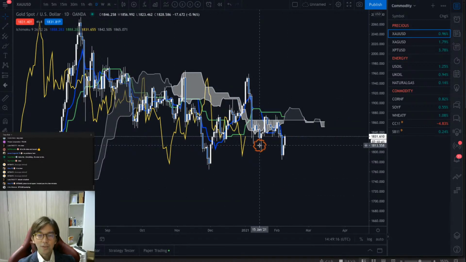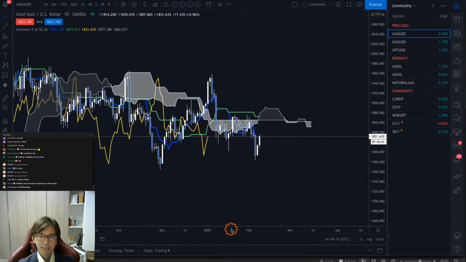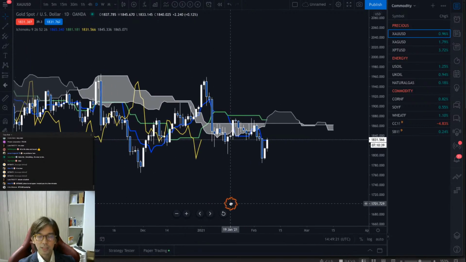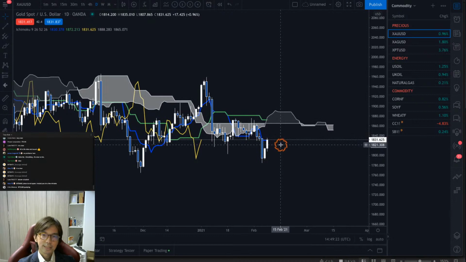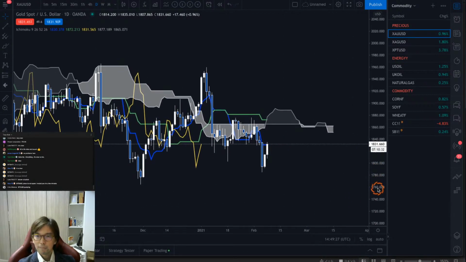So yeah, this is a very tricky market. I wouldn't look for any buy or sell chances on this one, because this is completely in the range. There is no trend, so it's difficult to read.